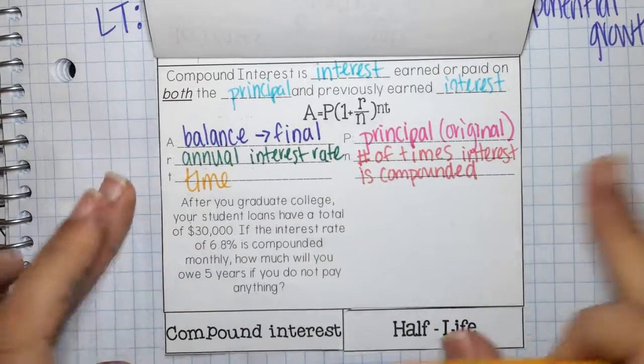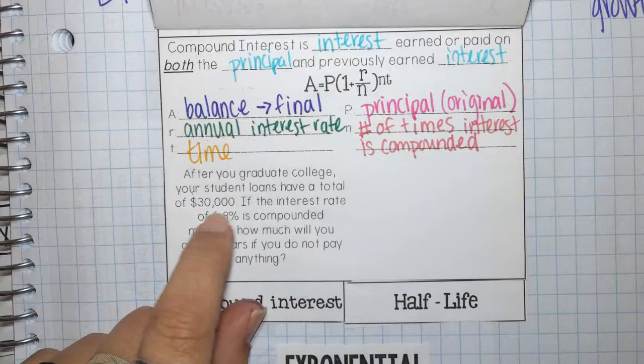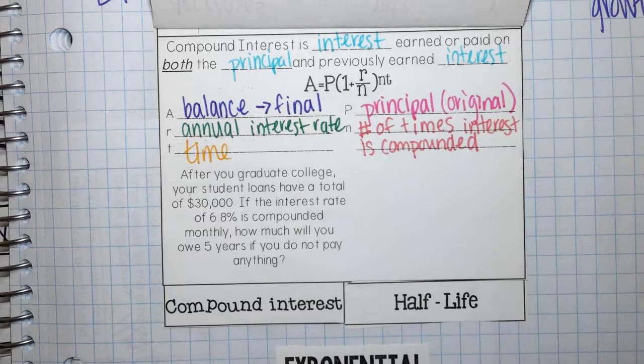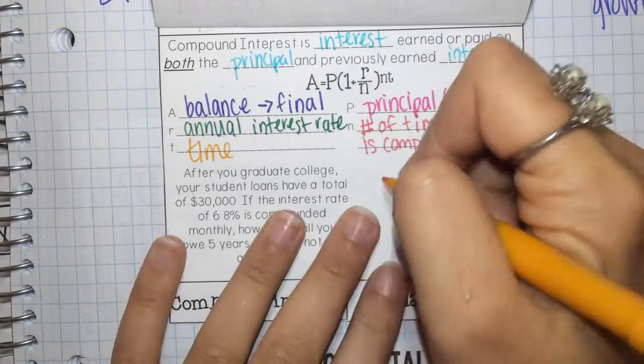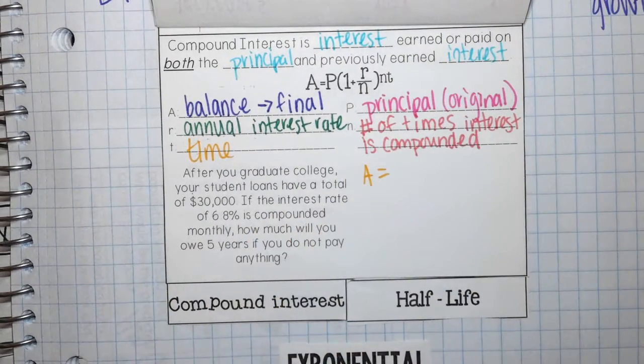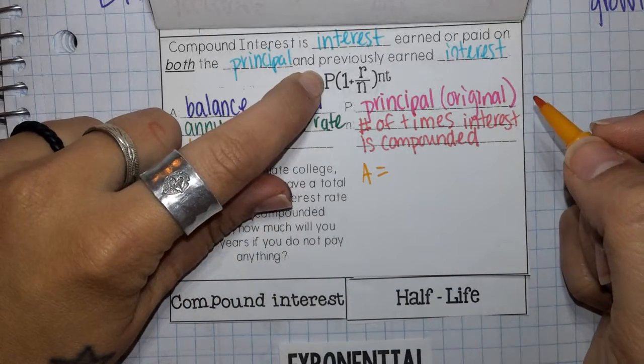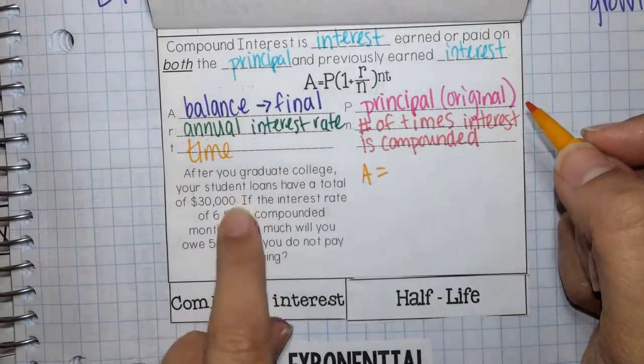Alright, so this says that after you graduate college, your student loans have a total of $30,000. If the interest rate of 6.8% is compounded monthly, how much will you owe in 5 years if you do not pay anything? How many months are in a year? 12. We should know that without hesitating. So we're going to say A equals. How much are we starting with on our student loans? 30,000. So that's what we plug in for P, our original amount.